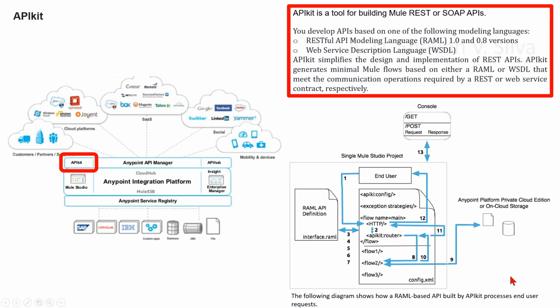Here you can see how APIkit works with RAML. The following diagram shows how a RAML based API built by APIkit processes an end user request.